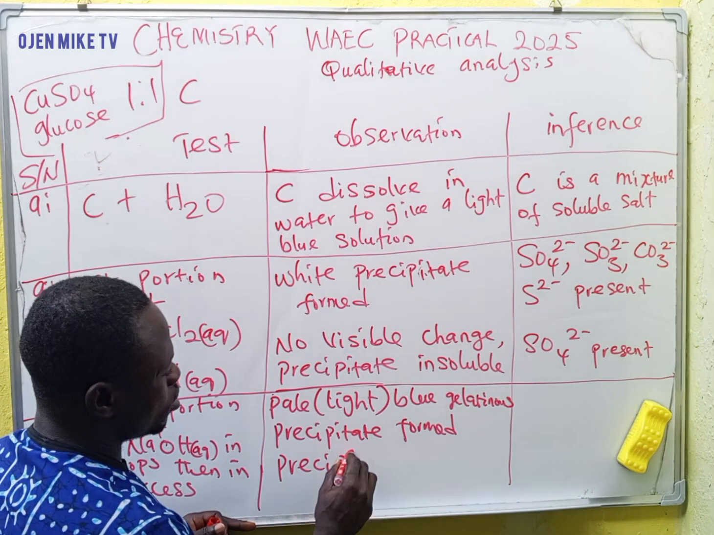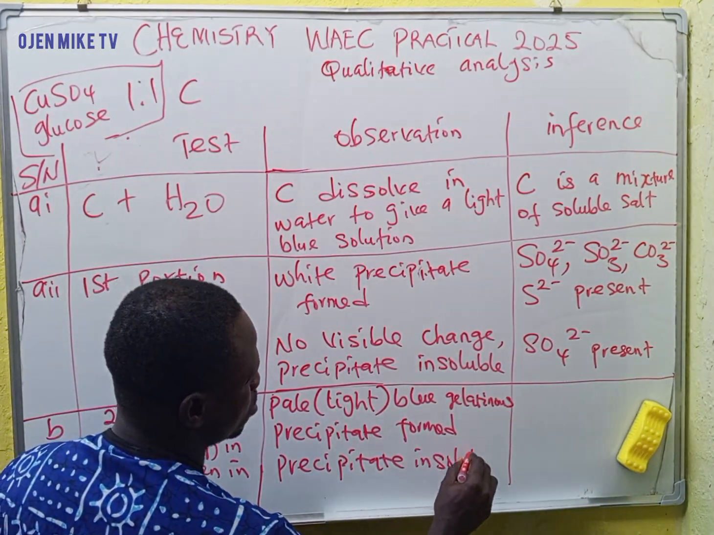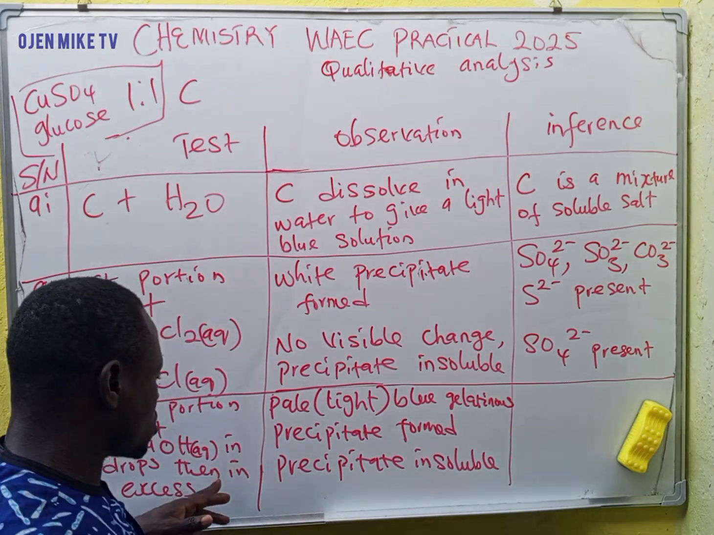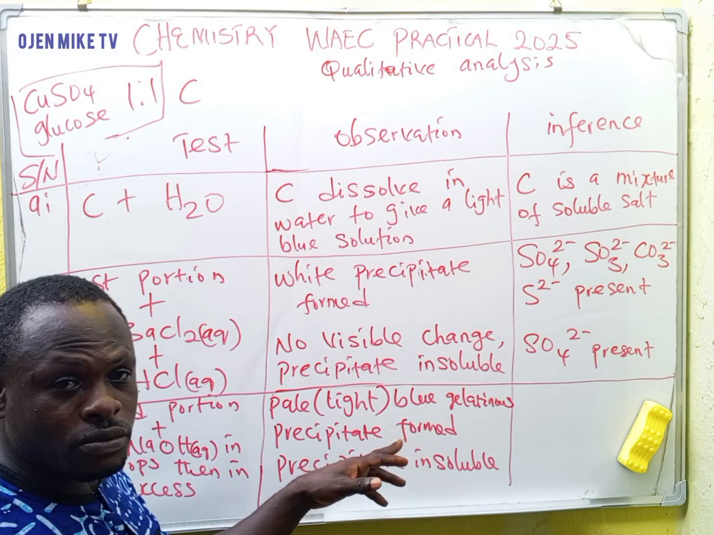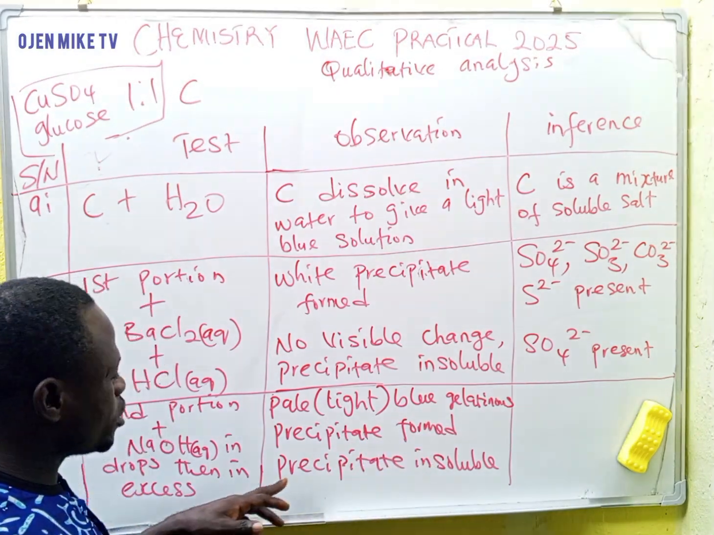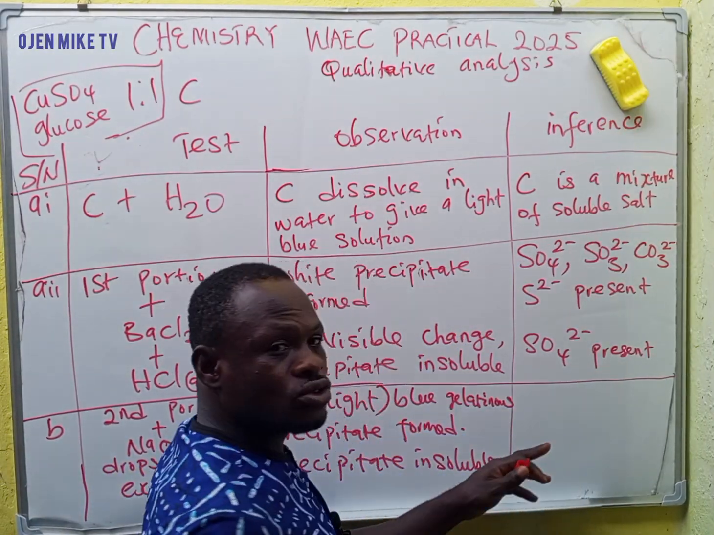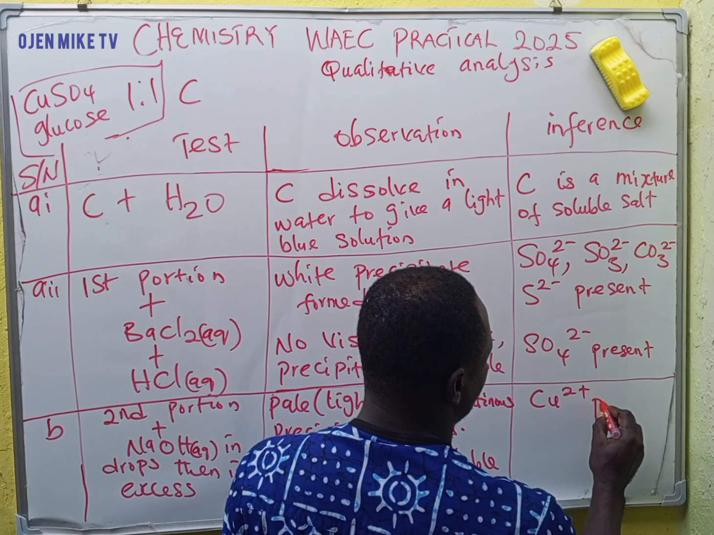Precipitate insoluble. The precipitate, when you add it in drops, you have the same form: a light blue gelatinous precipitate forms. Then in essence, precipitate what? Insoluble. So what you are going to write in your inference is Cu2+, copper 2 ion present.